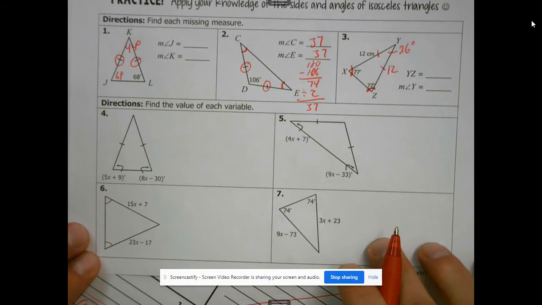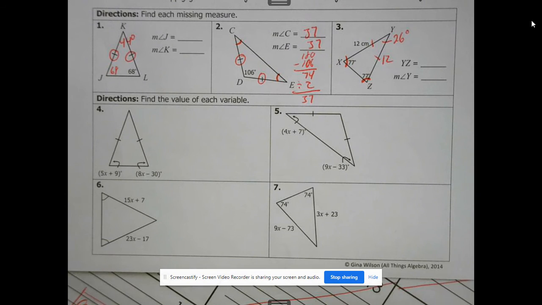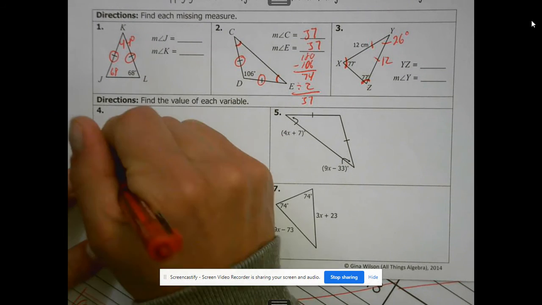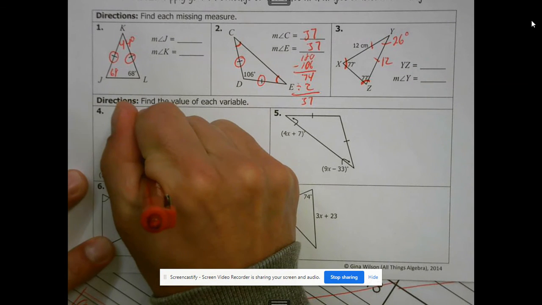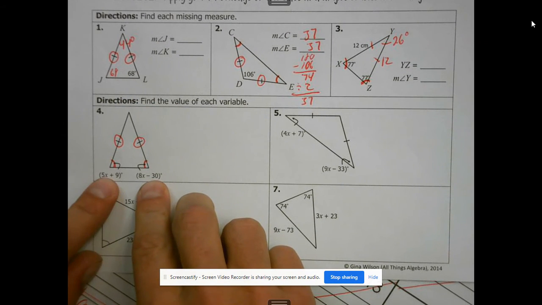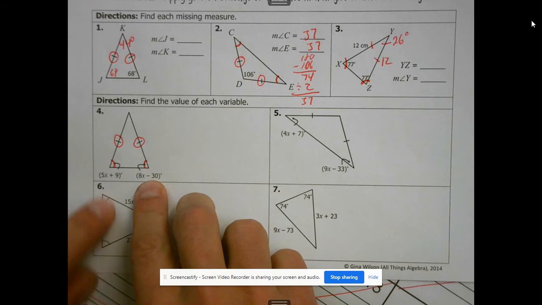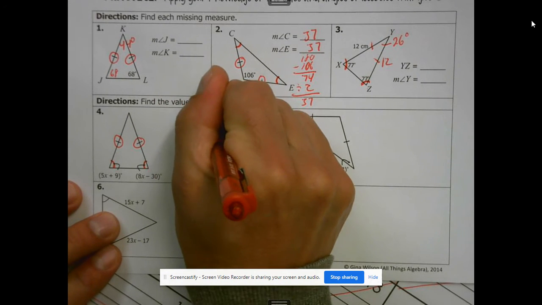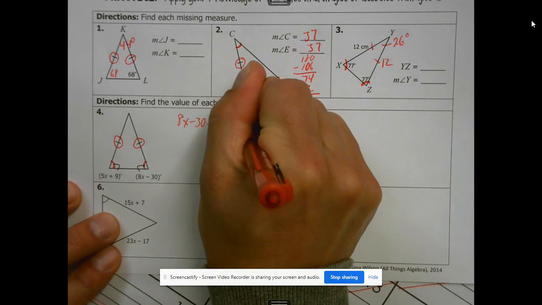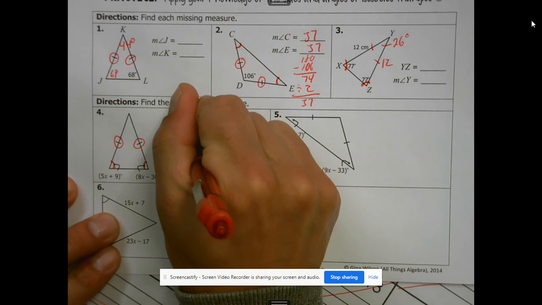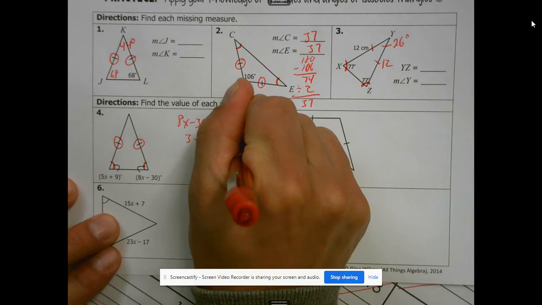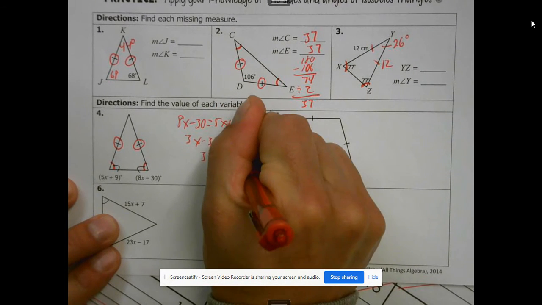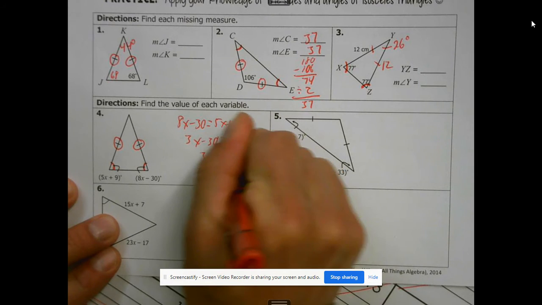Some algebra. Number 4, I notice I have two congruent sides, which means I'm going to have two congruent base angles. So since they're congruent, for the equation, set them equal to each other and solve for x. So 8x minus 30 is 5x plus 9. Subtract 5x from both sides. Add 30 to both sides. Divide by 3. X is 13.